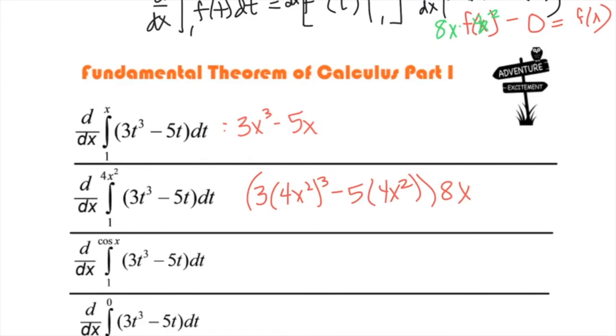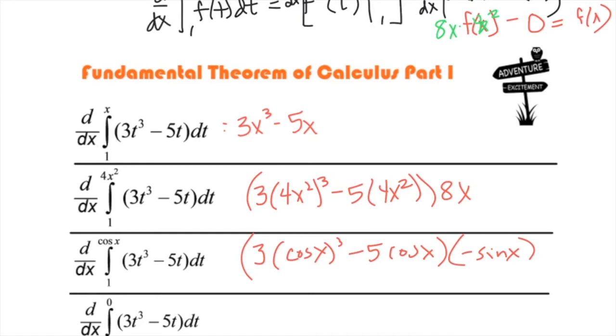So let's do another. We've got the derivative of the integral from 1 to cosine x. So this is going to be 3, and we're going to have cosine of x cubed minus 5 times cosine x. And then we multiply by the derivative of the inside, which of course, the derivative of that bound, which is negative sine.